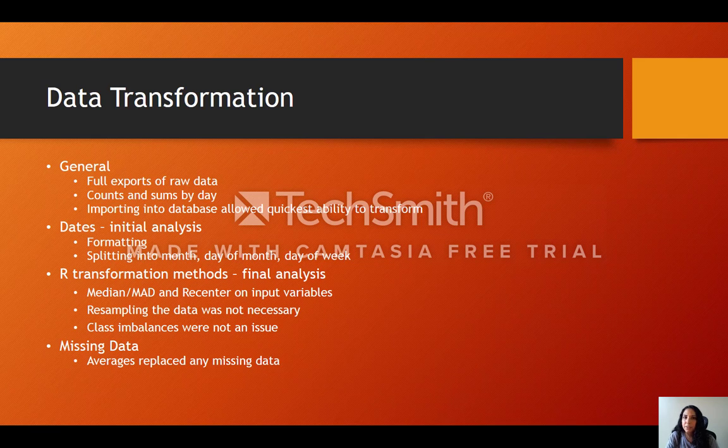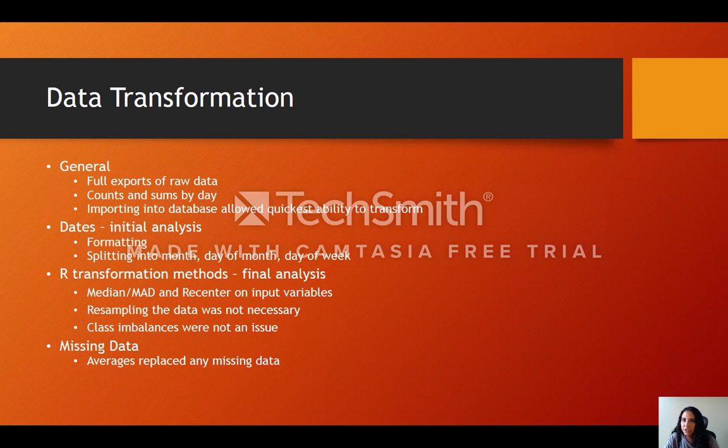Data transformation, there wasn't a lot of transformation that was really necessary in this project. We got full exports of the raw data. It was pretty easy to come up with counts and sums and make some basic transformations or derive some additional variables based on counts and sums. And we were able to easily import this into SQL or use R. It was a lot of data, but those 2 tools were able to handle it pretty easily and allowed us to get our counts and our sums and some basic additional information out of the data.